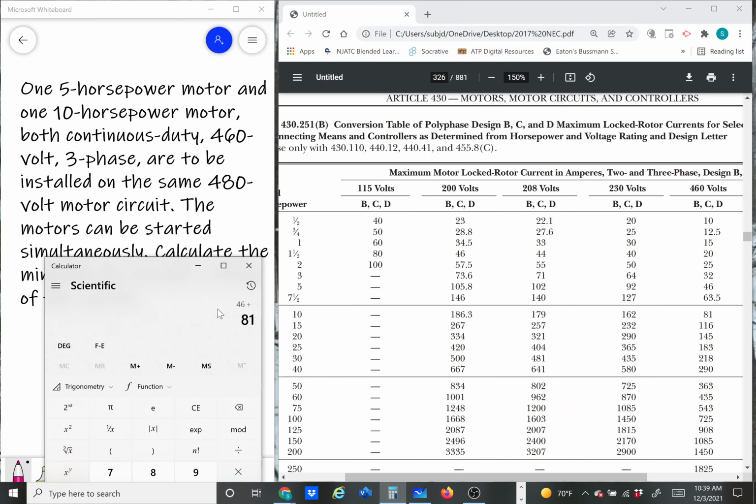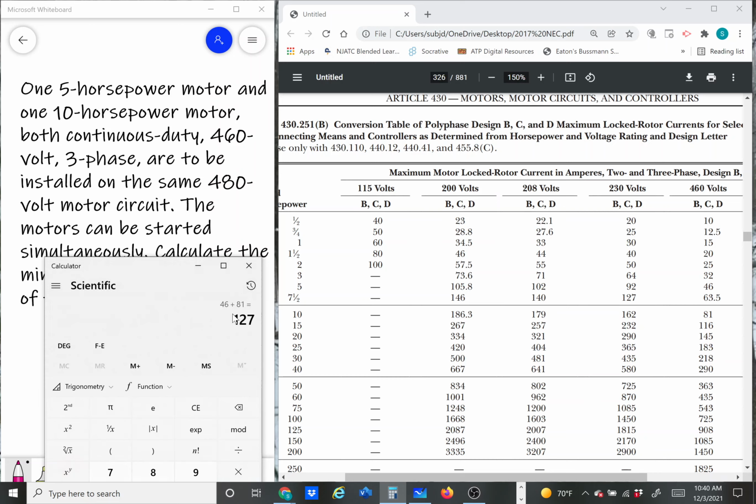Again, keep in mind, this is just finding the horsepower rating. I add those two values together, and I get 127. The only time I multiply by 115% is if I'm looking for the minimum ampacity of the switch. In this case, I'm looking for a horsepower rating. I've taken the current values for my horsepower, added them together, and that's all I really have to do.